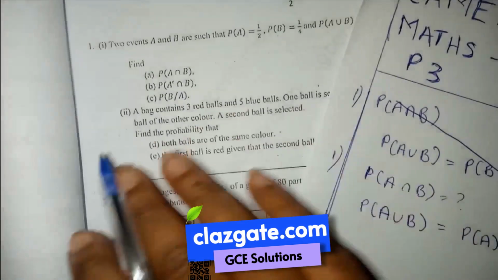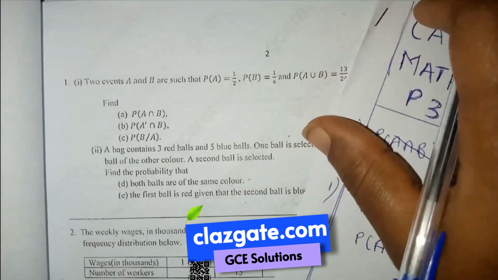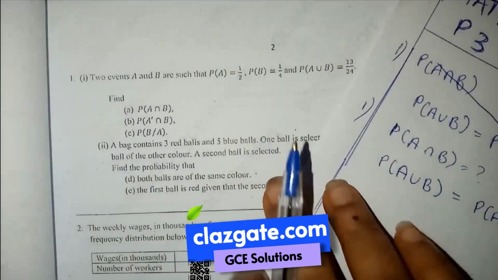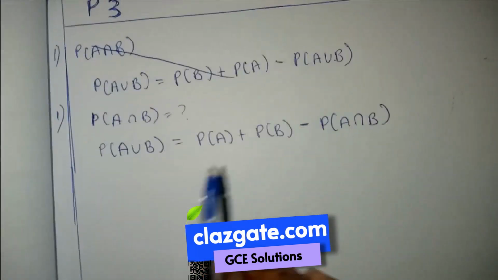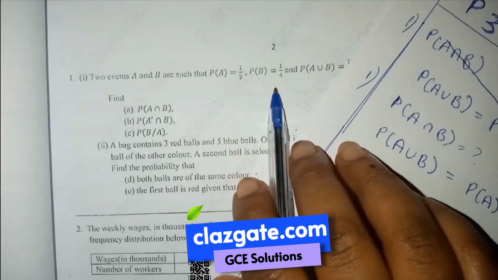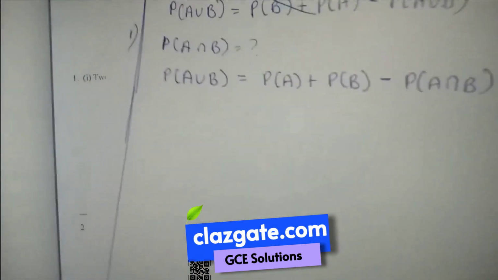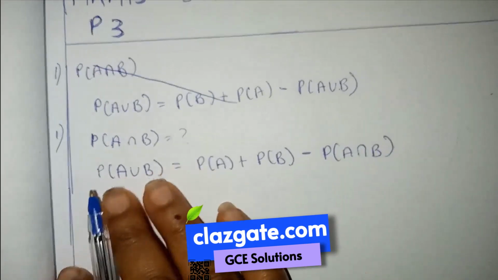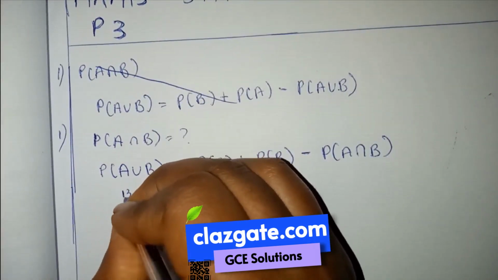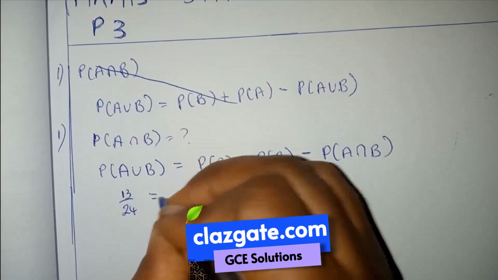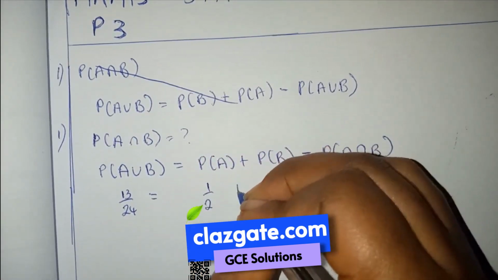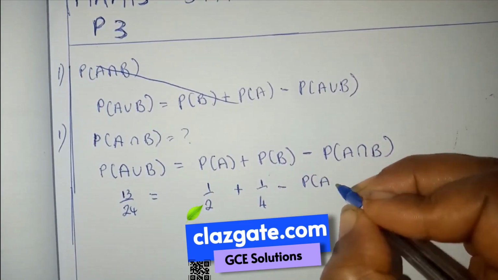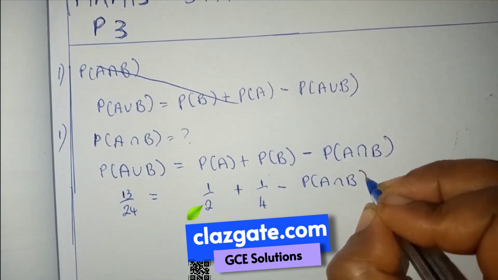Okay, so do you have A union B? Yes, we have A union B, and A union B has been given in the question as 13 on 24. Do you have the probability of A? Yes, it is 1 on 2. We have the probability of B. Yes, probability of B is 1 on 4. This has been given in the question. So we'll just make this term the subject of the formula. Let's substitute the values here. So probability of A union B is 13 on 24, which is equal to 1 on 2 plus 1 on 4 minus probability of A intersection B.